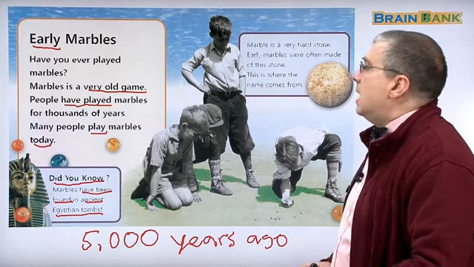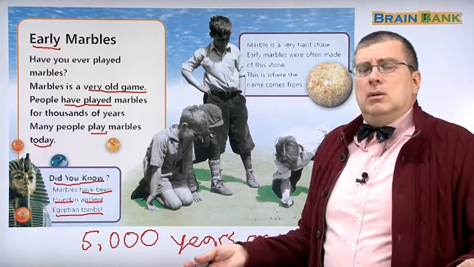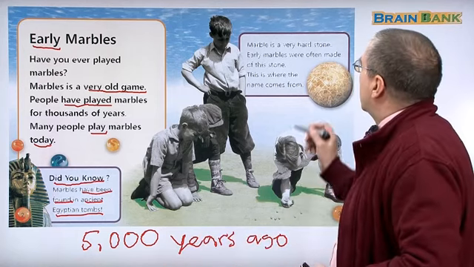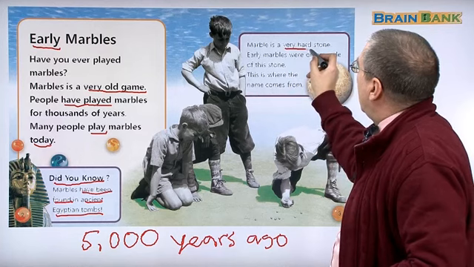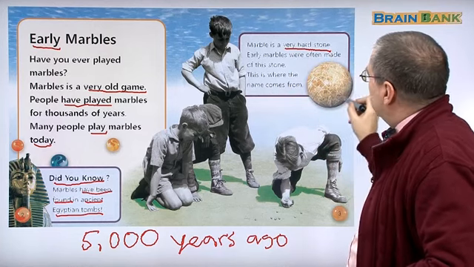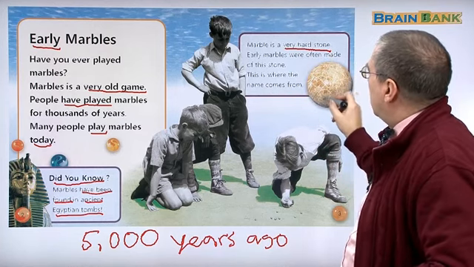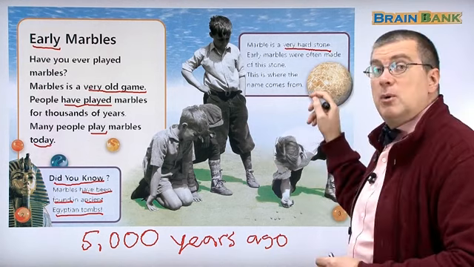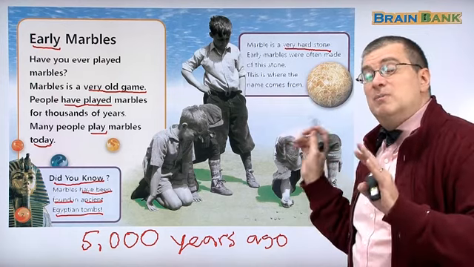Okay. Why the name marble? Why is the name marble? Well, think about this. Marble is a very hard stone. Do you see this rock here, this marble? It's perfectly round. It's very smooth. But it comes from a rock. It's a very special rock.